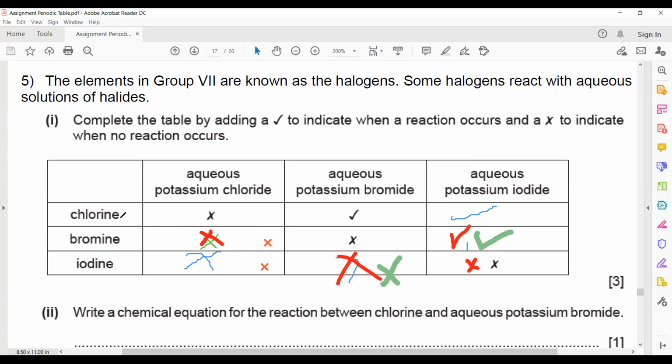So chlorine with potassium iodide. Chlorine is more reactive, so yes, it will react. Then bromine with potassium chloride: because it is less reactive, it won't react. Bromine with the other, no reaction. Bromine with potassium iodide, yes, there will be a reaction. Iodine with potassium chloride, no reaction. So that's right.